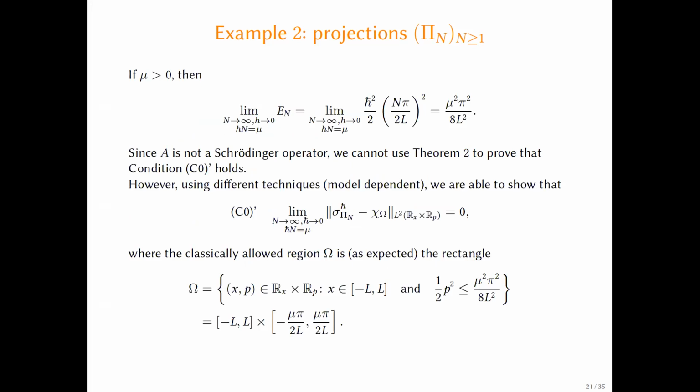Again, if mu is fixed, then we can compute the limit of the eigenvalues, and they are explicit, so we obtain the value of the energy, E, that is again related to mu. We are not able to use theorem 2, but using different techniques that are of course model dependent, we were able to prove the L2 convergence of the Weyl symbol of the projection to the characteristic function of the classically allowed region. That is in this case a rectangle. This is folklore for certain, but we were able to prove it. So this is exactly this rectangle in phase space.